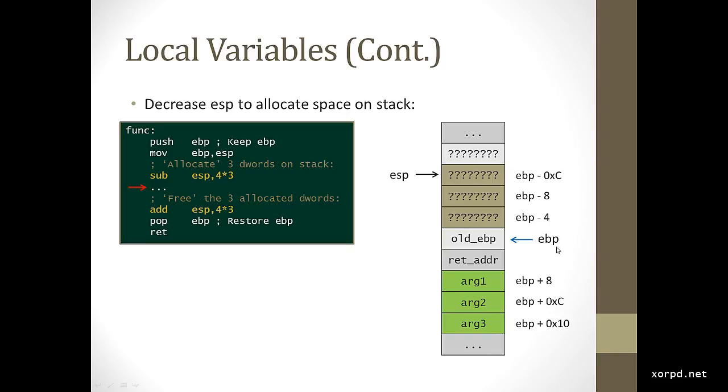We can use EBP to get both to the arguments and the local variables. We can trust EBP to stay the same during the execution of the function, as opposed to ESP, which might move somewhere. ESP could be decreased and increased during the function. However, EBP is not going to change. So we can rely on EBP to know the addresses of those locations, of the arguments and the local variables.